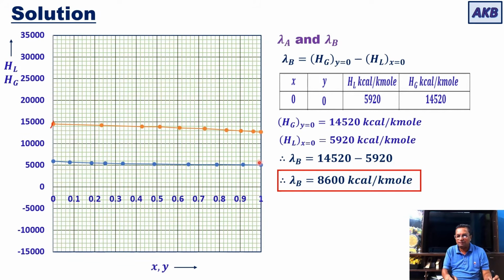You just have to get the difference between the two curves at x equal to 1, y equal to 1. That will give you lambda A, and the difference at x equal to 0, y equal to 0 will give us lambda B. Here we have used the data that is given to us. We know the values at x equal to 0 and y equal to 0. We also know the values at x equal to 1 and y equal to 1. And we have used those values to get lambda A and lambda B.